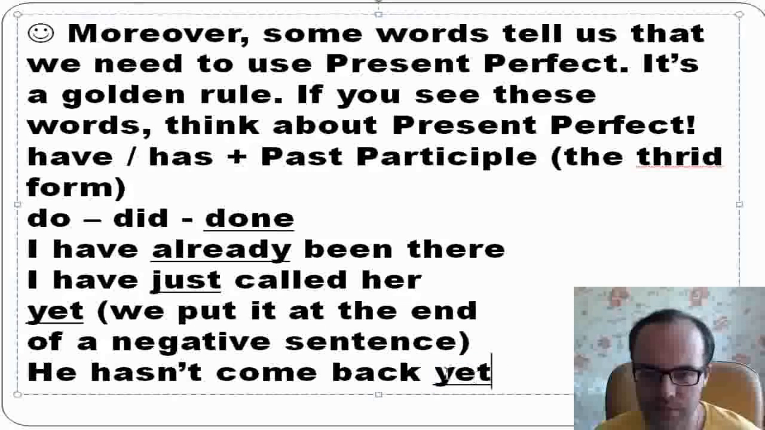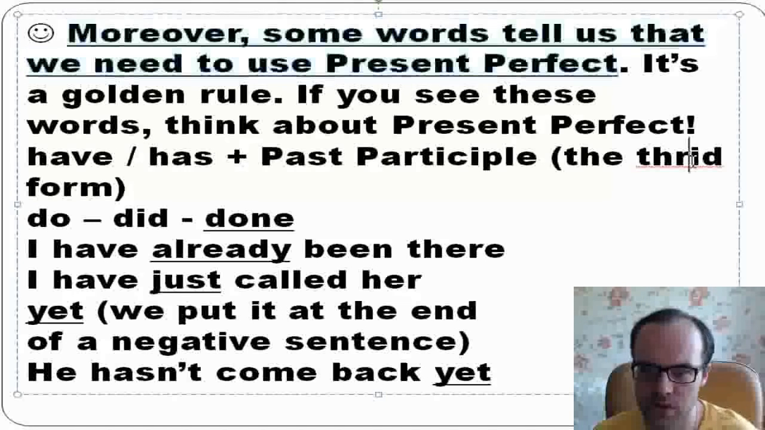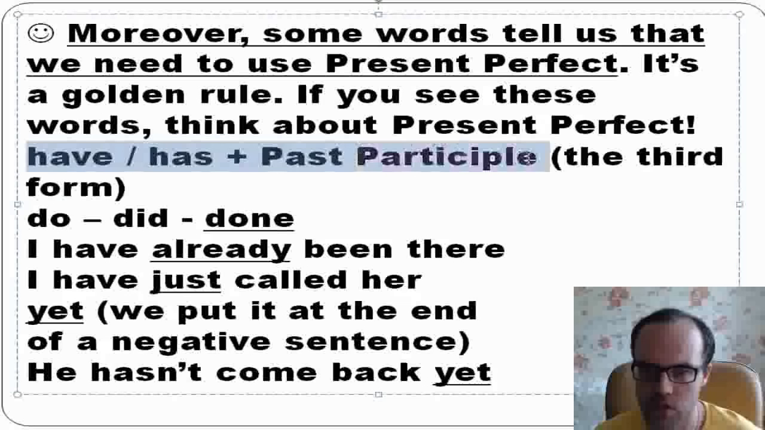So you see, what else? Moreover, some words tell us that we need to use present perfect. It's very important. It's a golden rule. If you see these words, think about present perfect. We form it this way: have, has plus past participle, or the third form. So you see, do, did, done. Done is the past participle. And some examples: I have already been there.